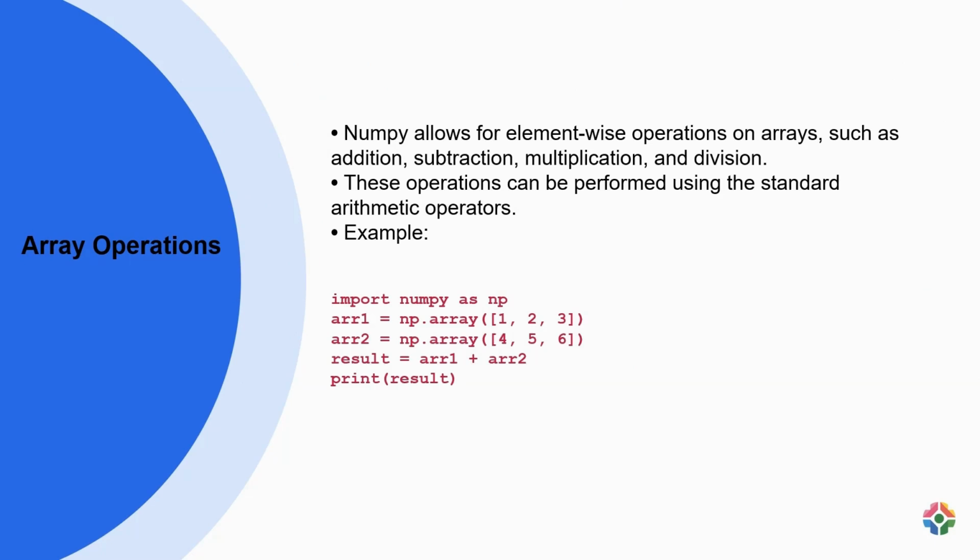Numpy enables element-wise array operations like addition, subtraction, multiplication, and division using standard arithmetic operators. For instance, given arrays R1 equals 1, 2, 3 and R2 equals 4, 5, 6, you can execute R1 plus R2 to obtain a new array with the summation of corresponding elements. This simplifies working with arrays in Python for data processing and scientific computations.